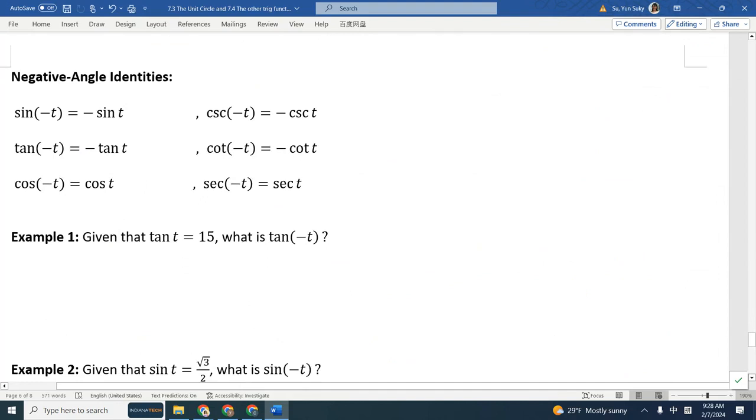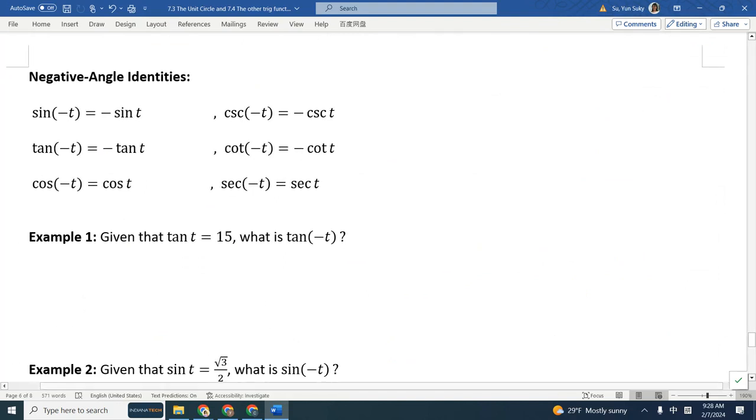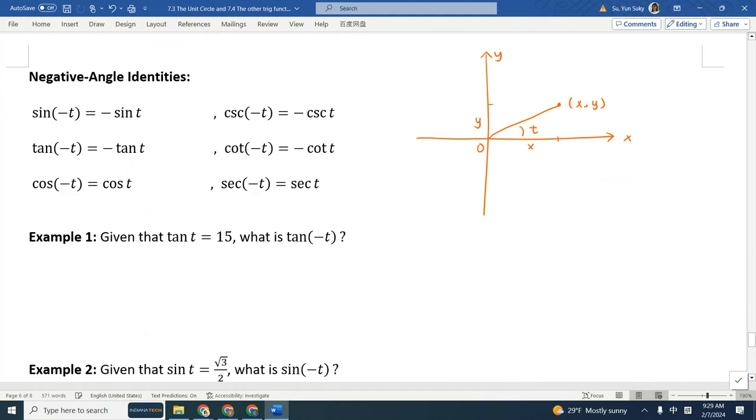Okay, next topic. Negative angle identity. Okay, so negative angle identity. Let's draw some pictures. So we have the x-axis, that's the y-axis. That's 0. Let's draw this picture, and let's say this is t, and this is the coordinate x, y. So x, y means our horizontal distance is x, and our vertical distance is y. Is that okay, everybody?